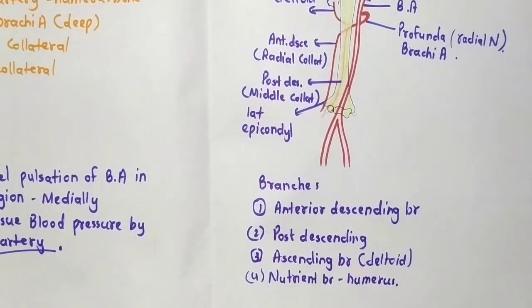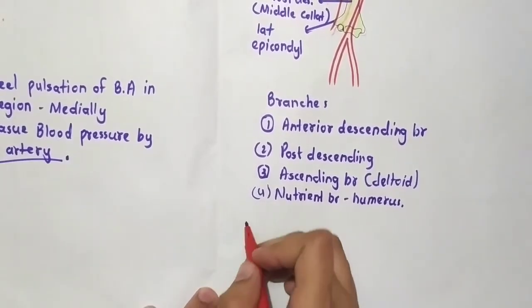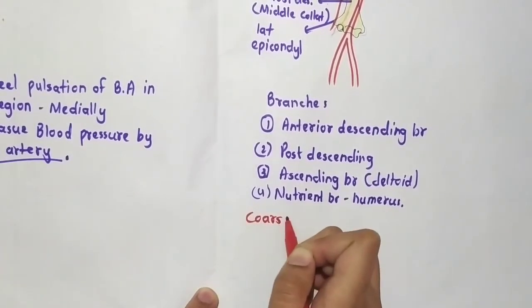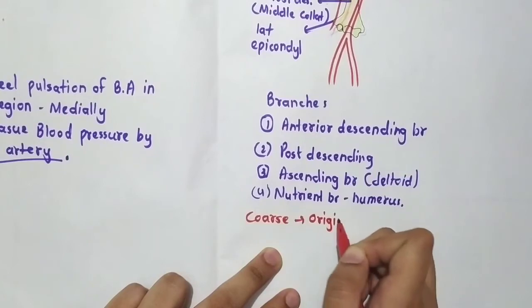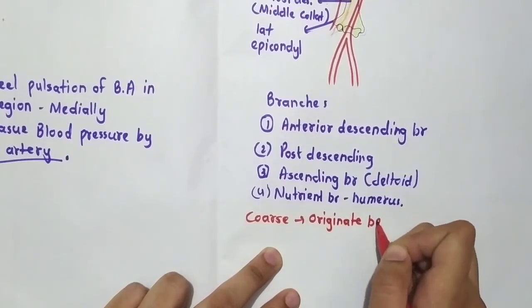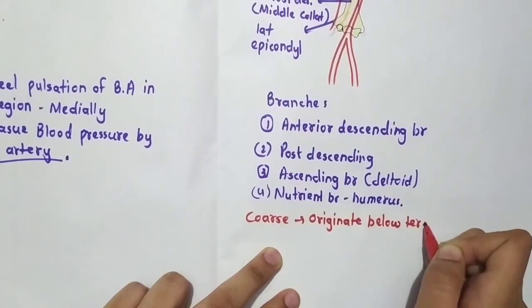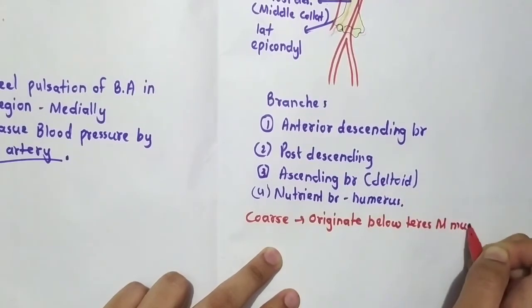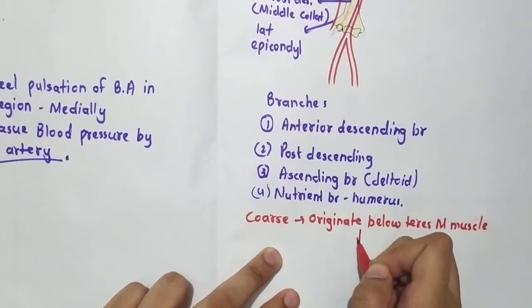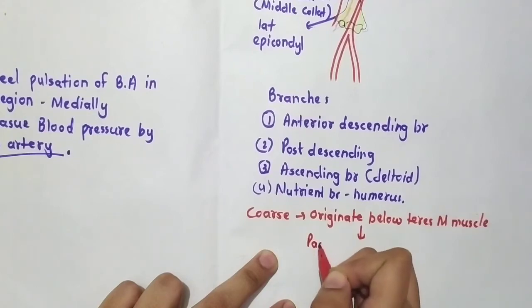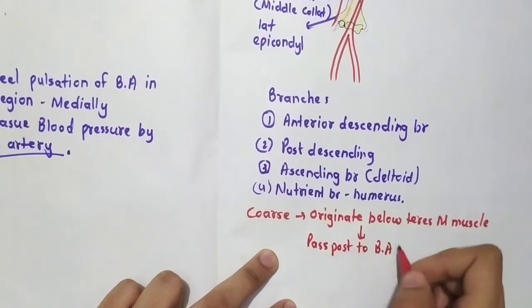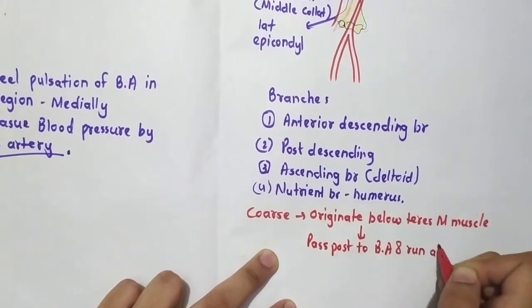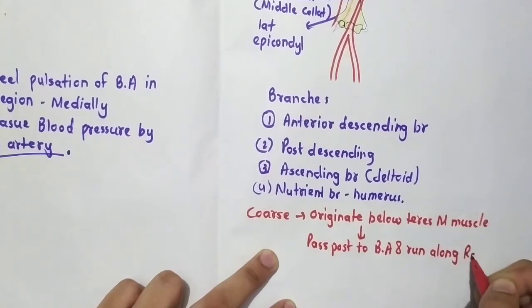and let us also write down the course. So it originates below teres major muscle, okay, then it passes posterior to brachial artery and runs along the radial nerve. Okay, radial nerve.